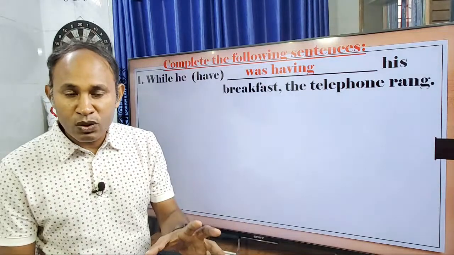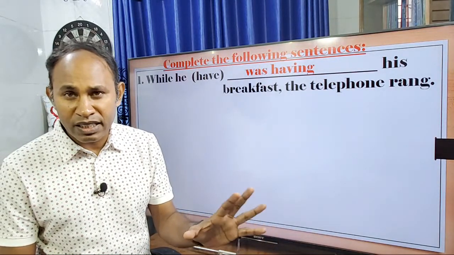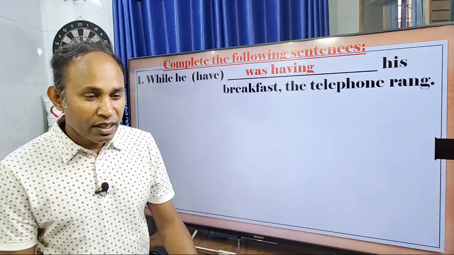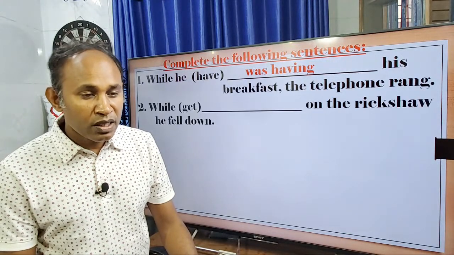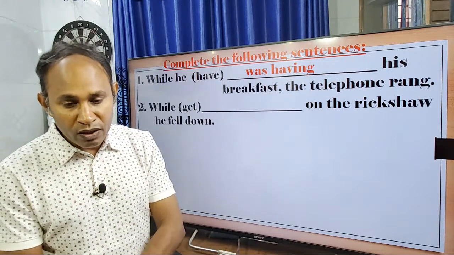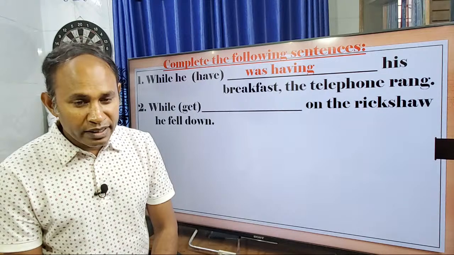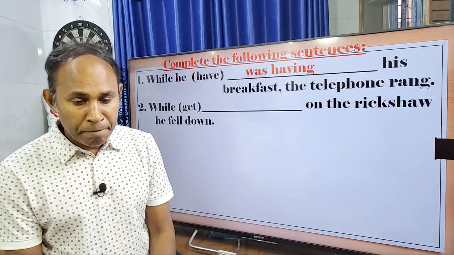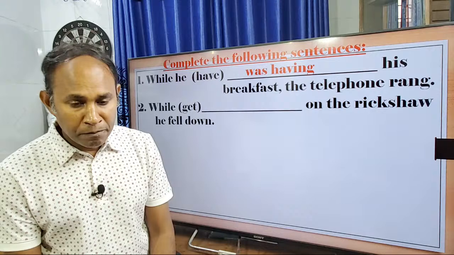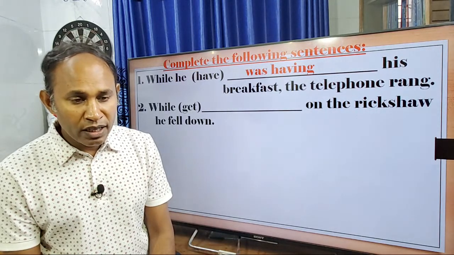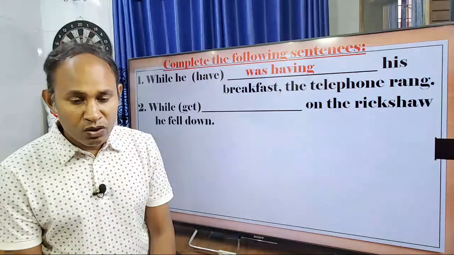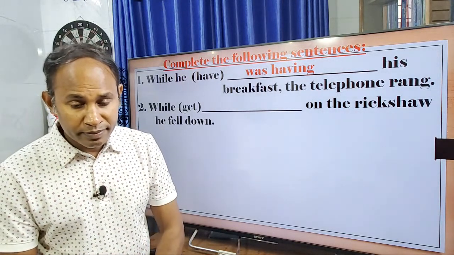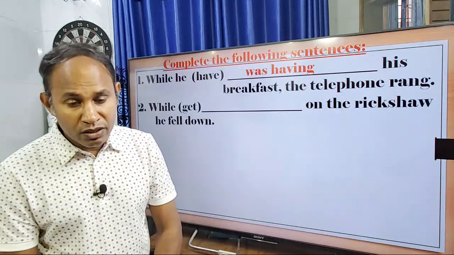I'm sure if you give these questions to any of the students, they will get puzzled, and they probably will not be able to write the correct answers for that. But all of you are doing it. Thank you very much. So while get on the rickshaw, he fell down. And this rule is very clear to you. This is the thing that I must appreciate. Okay, while get on the rickshaw, he fell down. So there you see. Okay, that's really good.